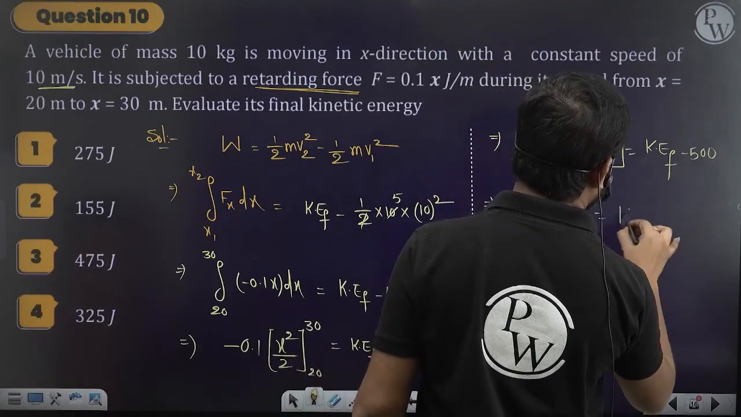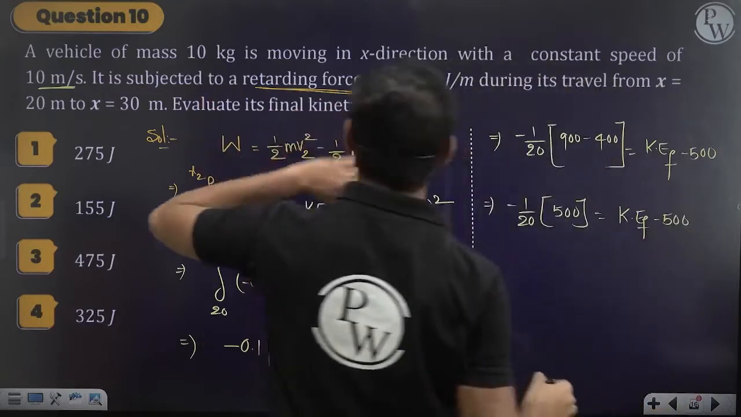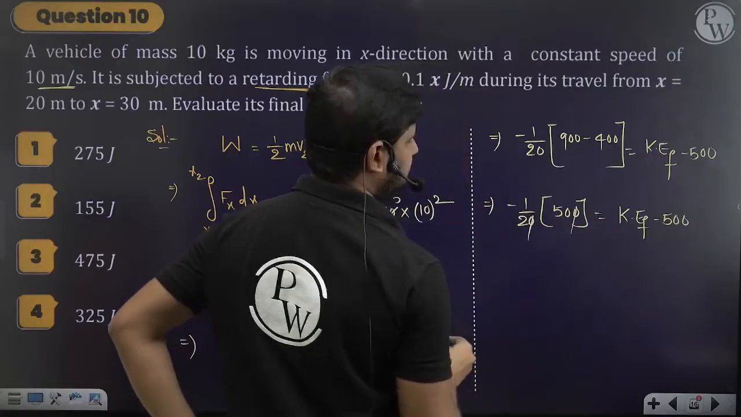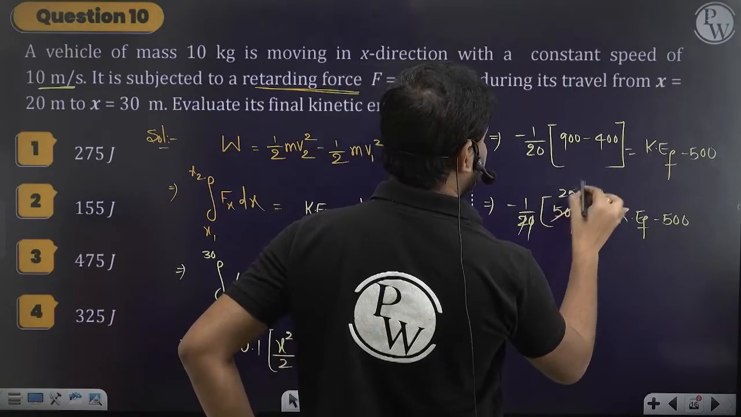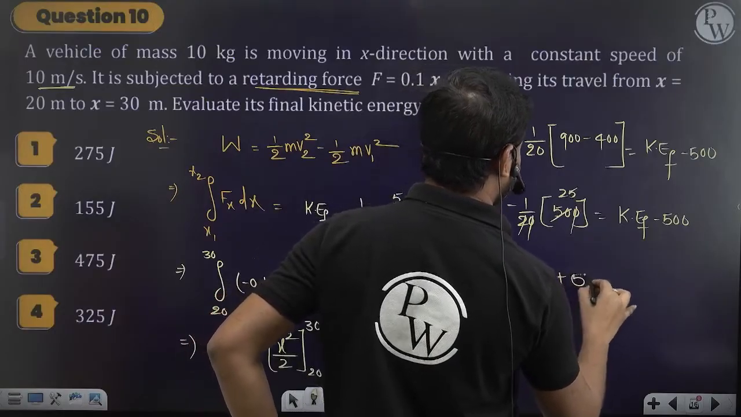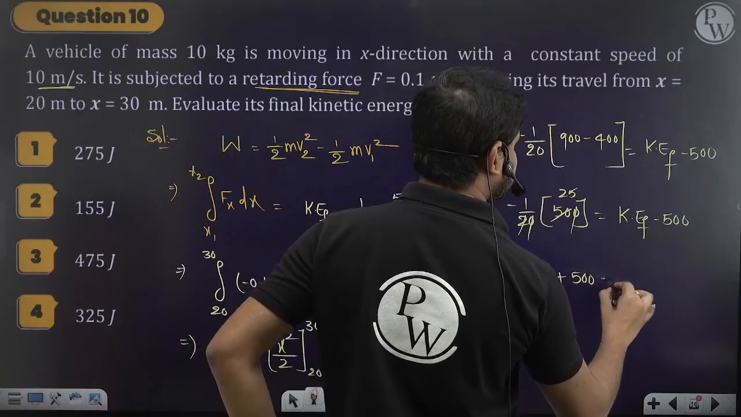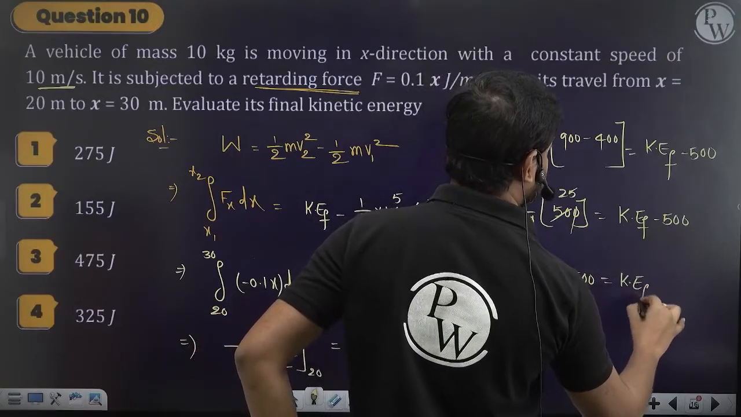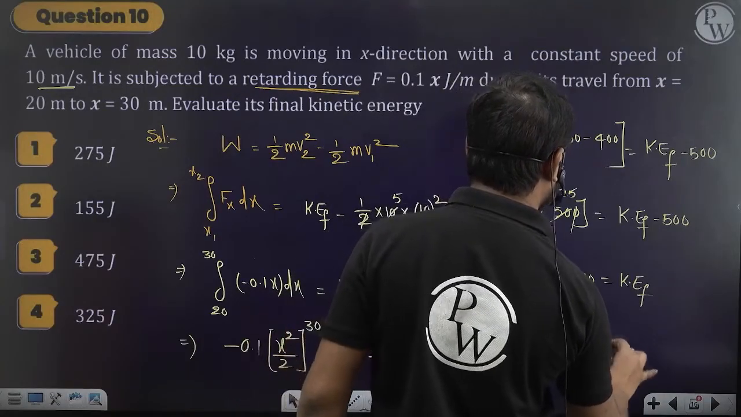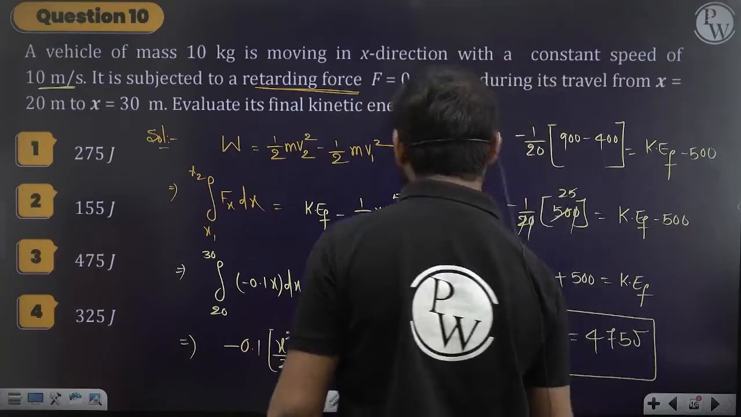Into the kinetic energy final minus 500. So mass is given in kg only, right? Yes, kg, and 10 meter per second square. Yes, fine. So 2 cancel, here it is 225 times, right? Then it is minus 25, so plus 500. Send this 500 to this side, so it will become plus 500 is equal to KEF. Therefore the final kinetic energy, we'll get it as 475 joules.